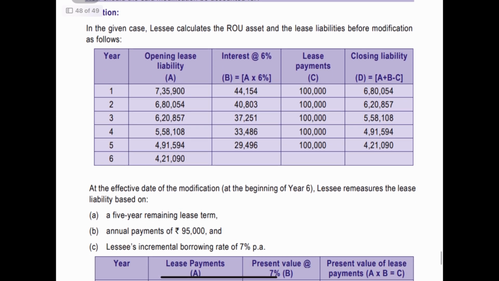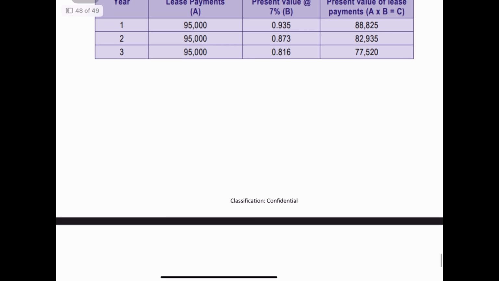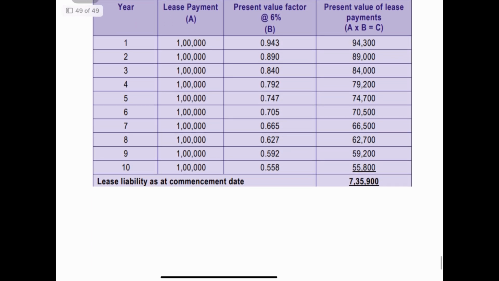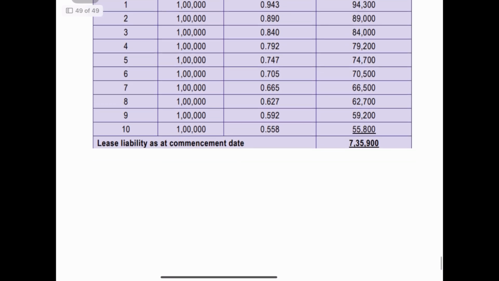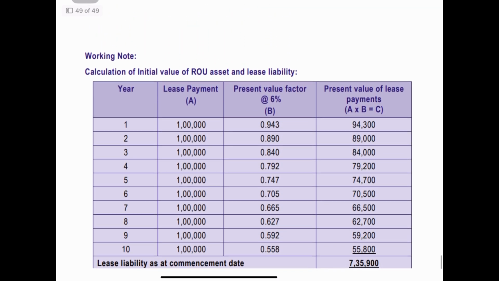So with that, I will try to conclude today's class, and in the next class I will try to work out how these leases need to be accounted in the books of the lessor.